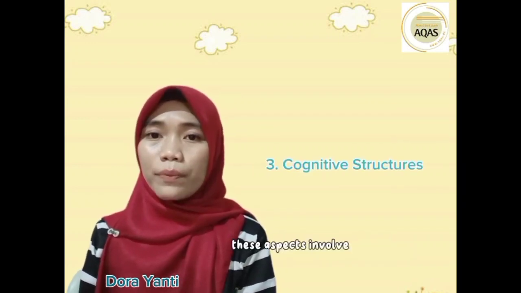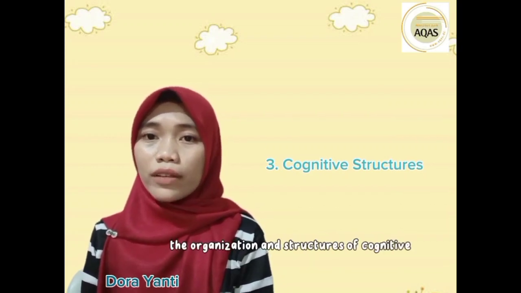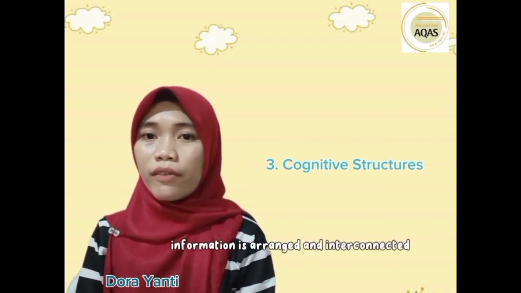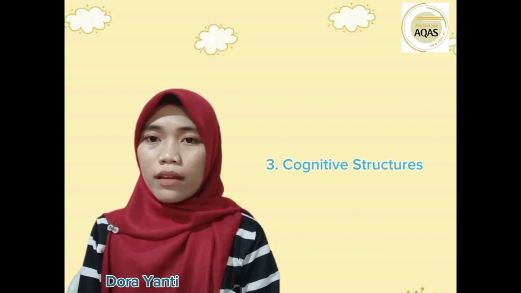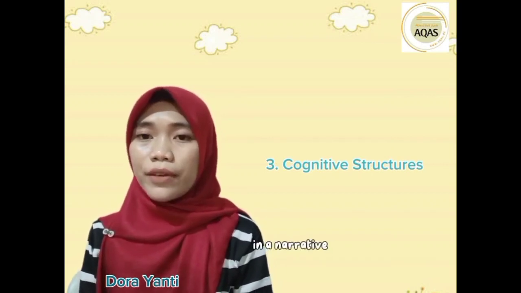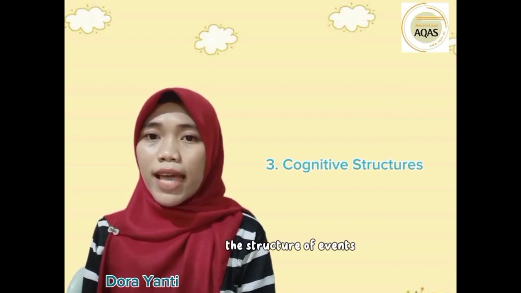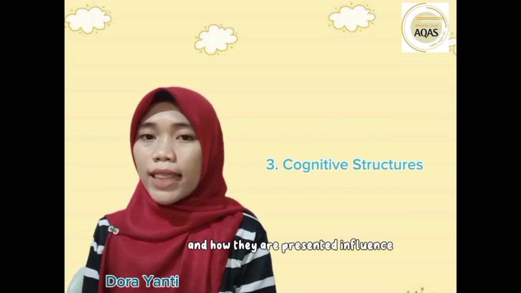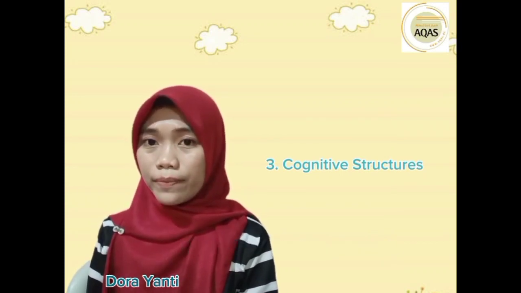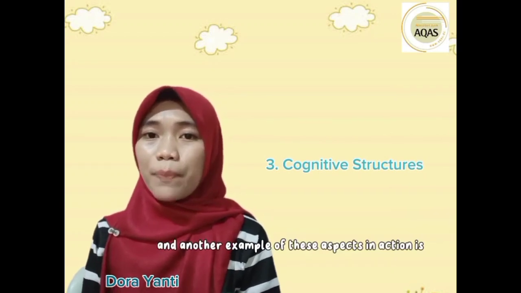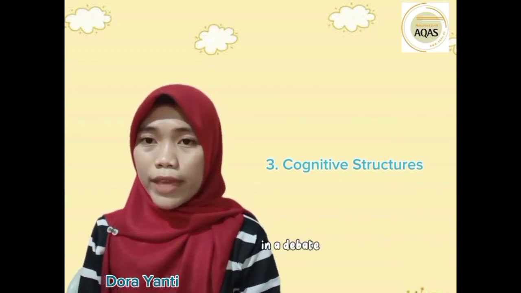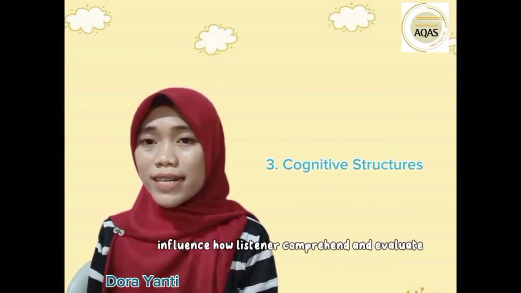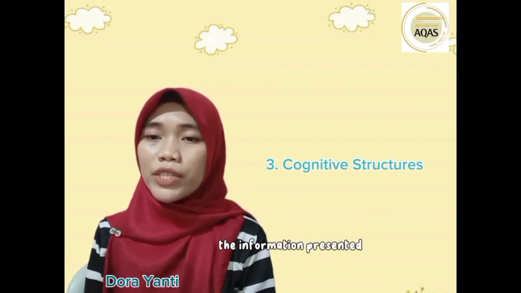This aspect involves the organization and structure of cognitive elements in discourse, including how information is arranged and interconnected. For instance, in a narrative, the structure of events, their causal relationship, and how they are presented influence the cognitive understanding of the story. And another example of this aspect in action is in a debate, the way arguments are structured and connected influences how listeners comprehend and evaluate the information presented.